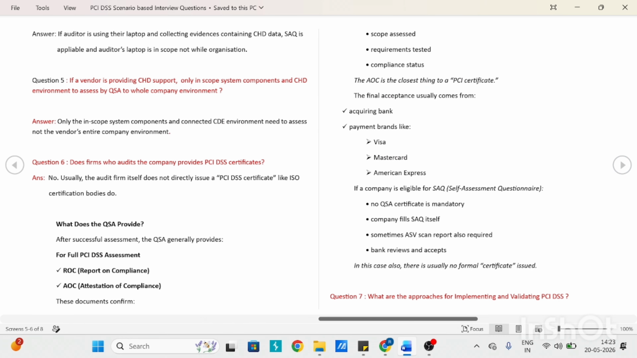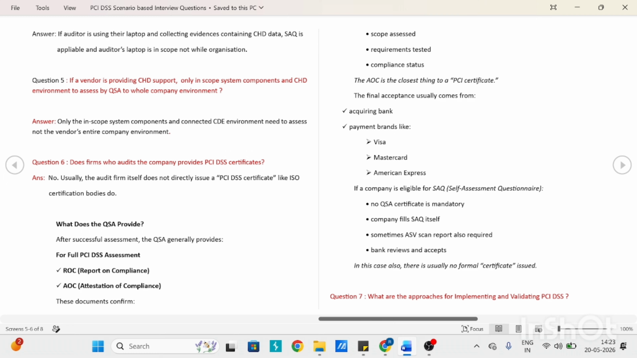So PCI DSS is saying that if the auditor is using their laptop and collecting evidence, including CHD data, an SAQ is applicable and the auditor's laptop is in the scope, not the whole organization.